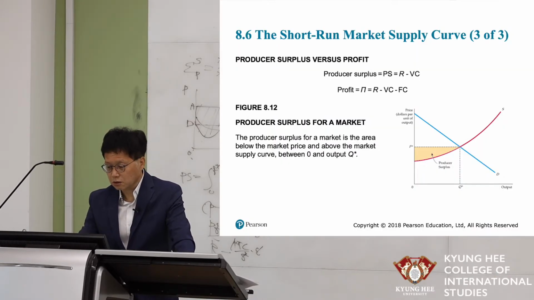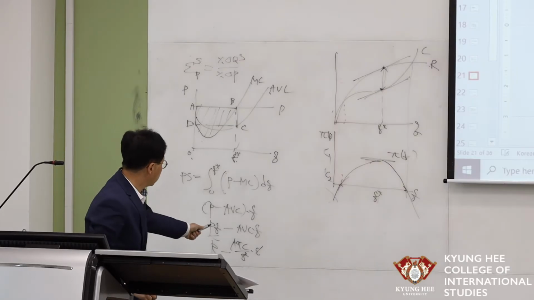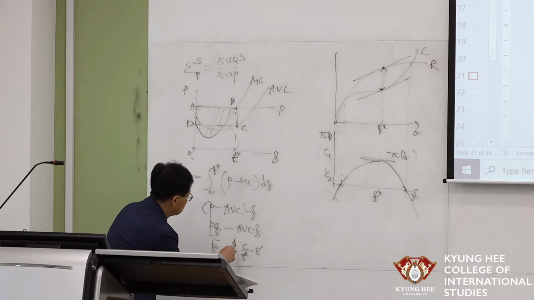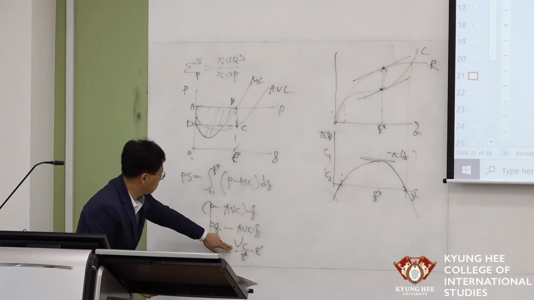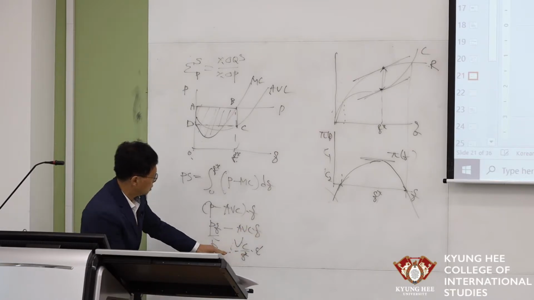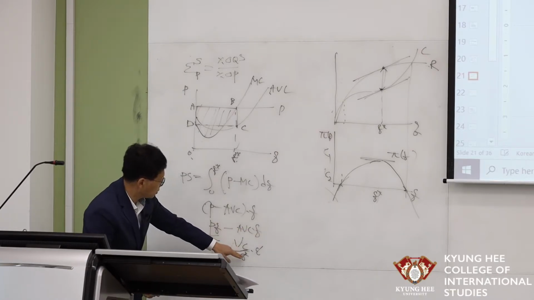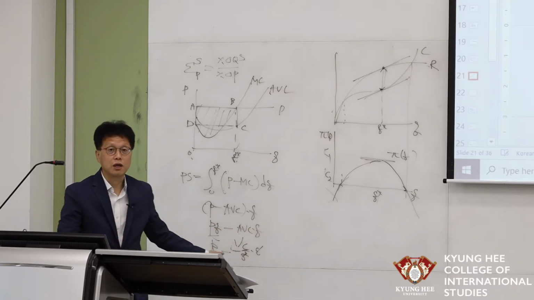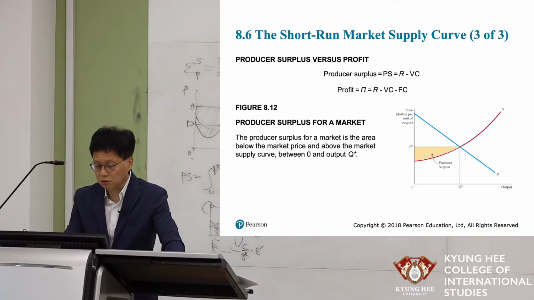So we go to the next slide. Producer surplus is revenue minus variable cost. Average variable cost multiplied by Q, that is variable cost divided by Q multiplied by Q. Q disappears, only variable cost is left. Right? That is this one.